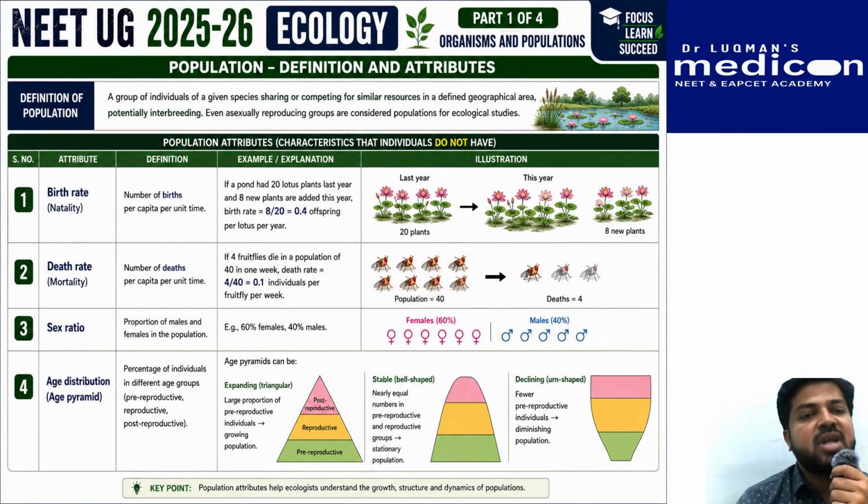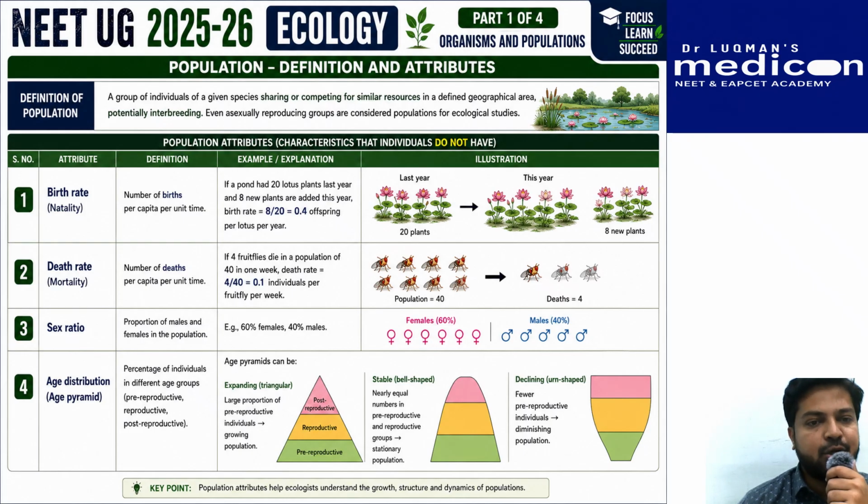Moving on, population attributes, like for example, characteristics that individuals do not have but population has, that is birth rate, death rate, sex ratio, age distribution, etc. We are going to study the other parts also in detail in the next slides. What is birth rate? The word birth rate is very simple to understand. It is also called as natality. Number of births per capita per unit time.